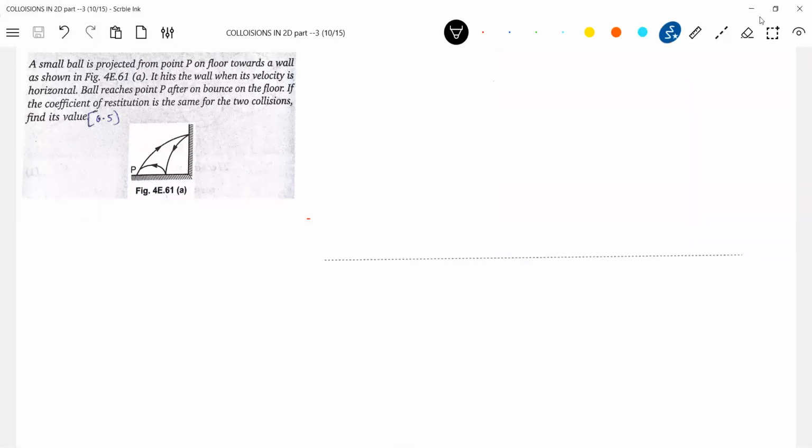You can solve this for 1 hour, or you can solve this in very less time. It all depends upon the way you analyze the problem. So I projected a ball from here. It's going to collide at the highest point.